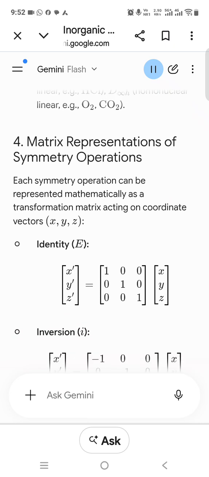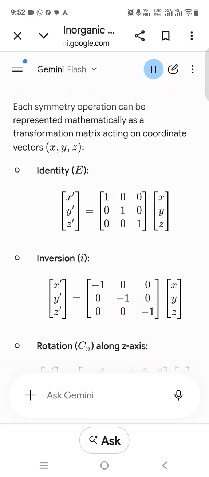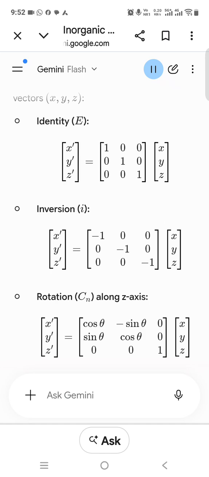Rotation C_n along the z-axis. The character χ of an operation's matrix representation is the sum of its diagonal elements, the trace of the matrix. 5. Great orthogonality theorem, GOT, and representation theory.